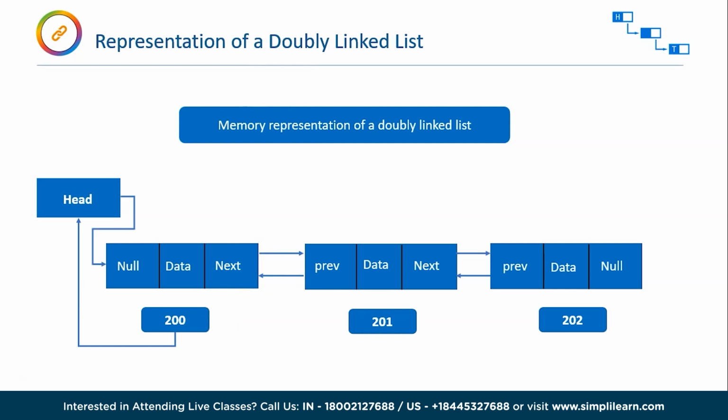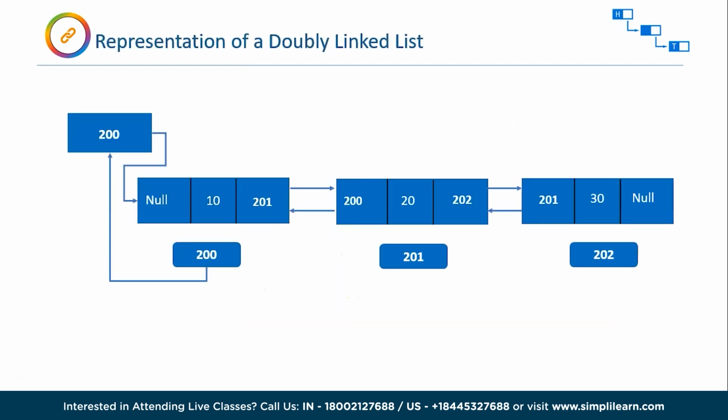So in this way, every node links with each other, as represented by the arrows in the diagram. Let us now understand this with an example. Let the elements to be inserted be 10, 20, 30. The first node's next pointer holds the next node's address, that is address 1, which is 200, and its previous pointer points to null.